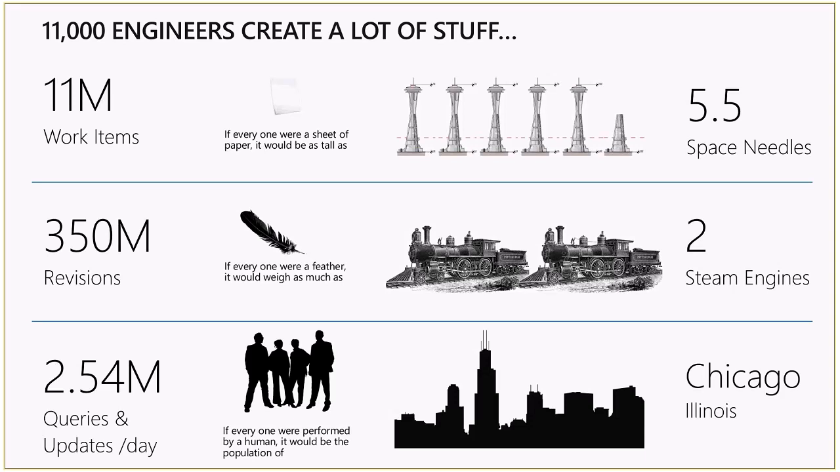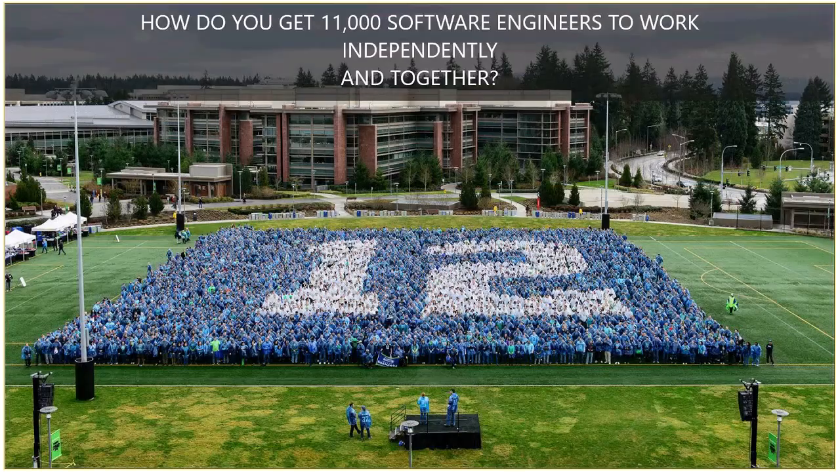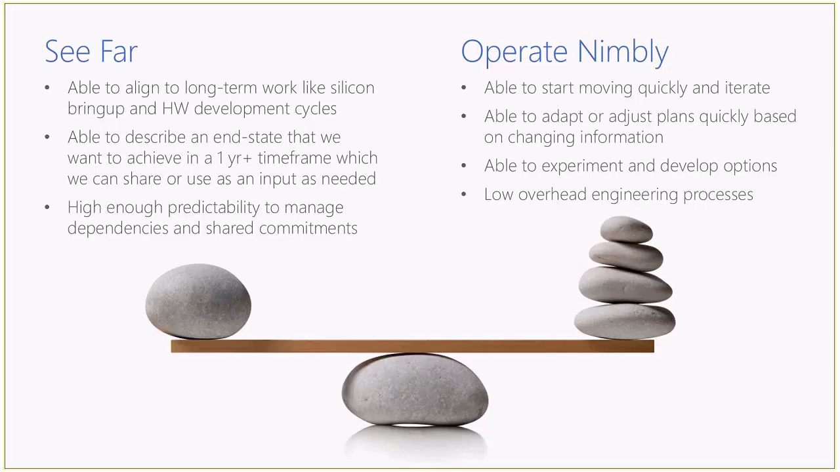So when you think about work management and how we align our teams, the bigger challenge is how do we get 11,000 engineers to work independently, but yet together? I found that interesting as well. So this is a balancing act, as you know, across the Windows team. If you're shipping every day, they have to operate nimbly with agility. We also have the need to be predictive. So we need to be aligned to a common set of dates.